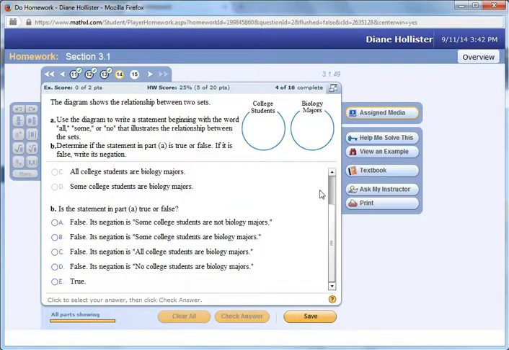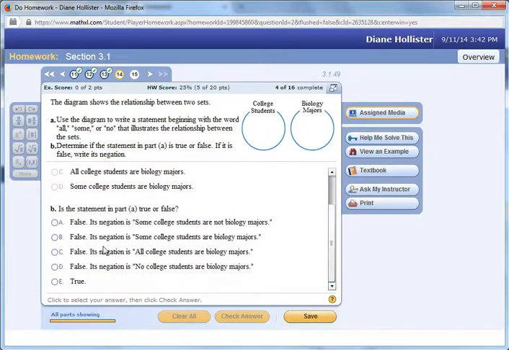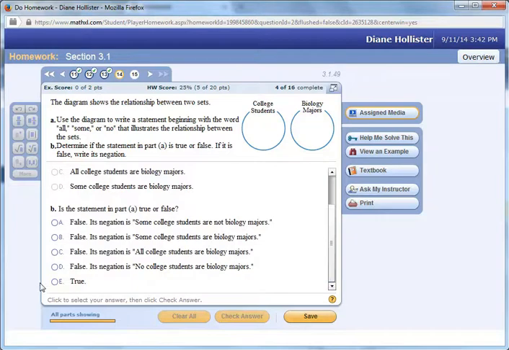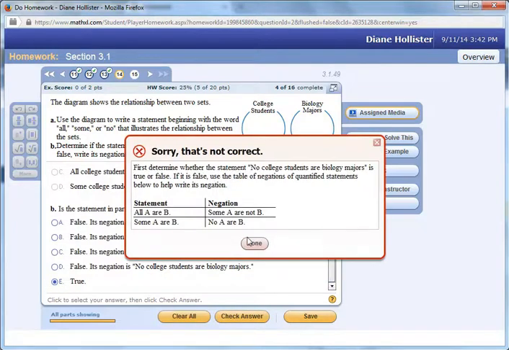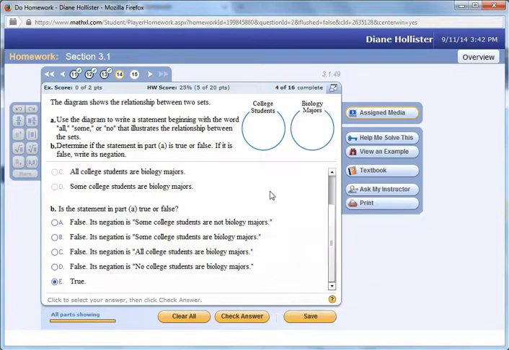Is the statement in that first part true or false? Good question. Let's think about this for a minute. Is this statement true or false? No college students are biology majors. Oh, that's right. I have to think about this. First, I have to consider whether that statement is true or false, and then I need to consider its negation. I should have read the directions. Determine if the statement is true or false. If it's false, write its negation.